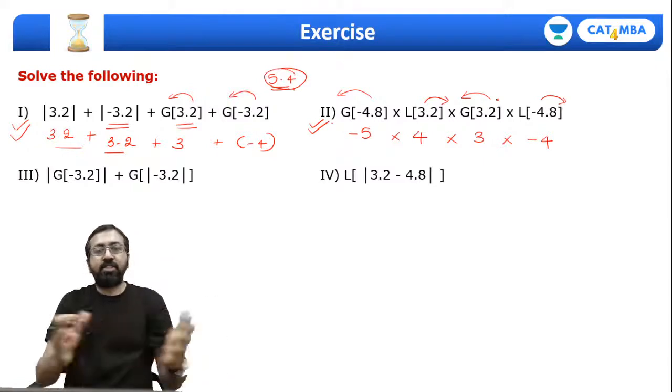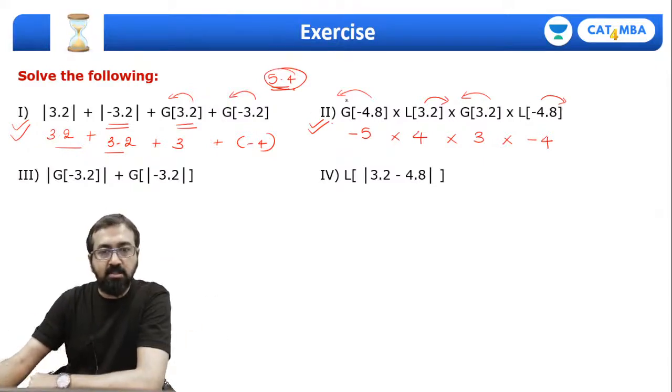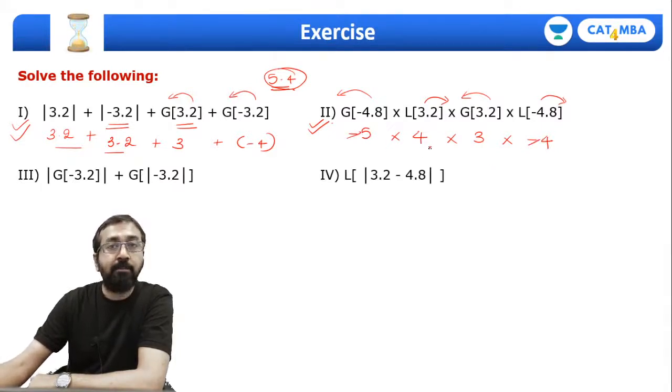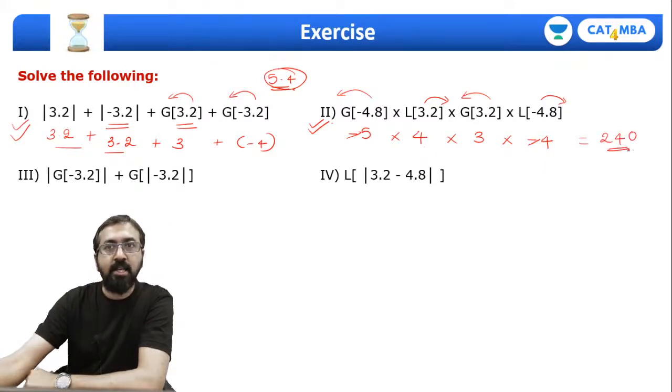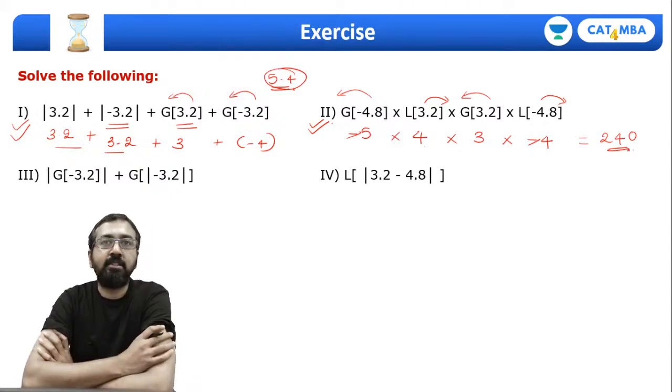So now you just need to multiply these numbers. It's a straight multiplication. So this minus will get cancelled off. So 5 4s are 20, 3s are 60, 4s are 240. Isn't this correct? Have you got this answer? Everyone, please tell me in the chat box. I'm waiting for your answer.